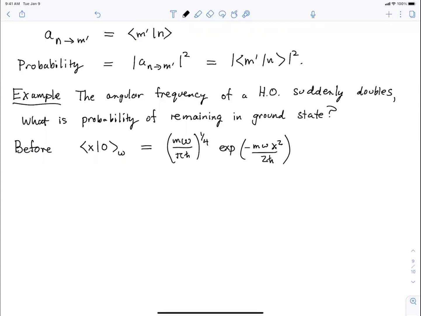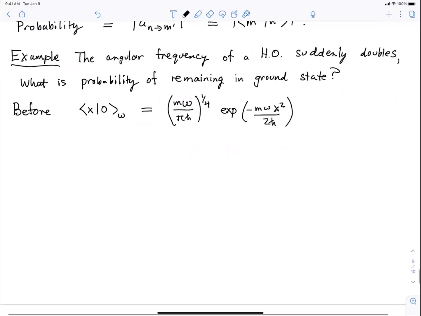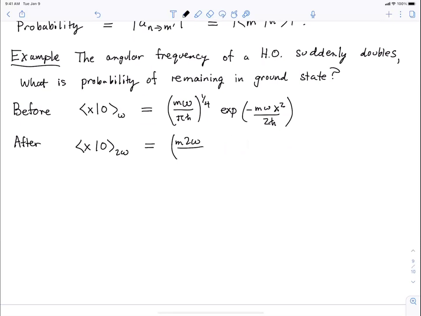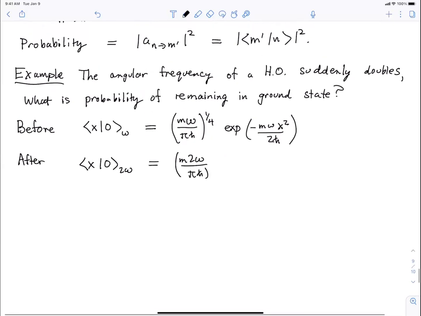So it's a Gaussian wave function in x with some funny factors that depend on h bar and the mass and things like that. And then the state after the Hamiltonian changes, if it's in the ground state, has this wave function. So we just replace omega everywhere by 2 times omega. Let's go ahead and do that. Okay, and so we have exponential minus m 2 omega x squared over 2 h bar.